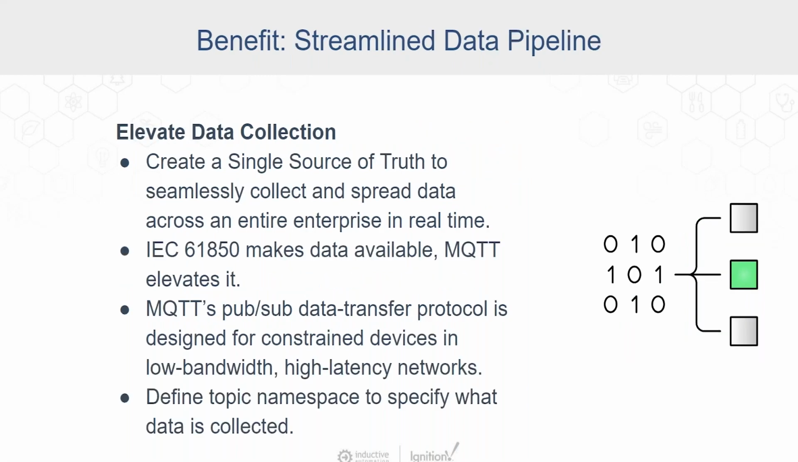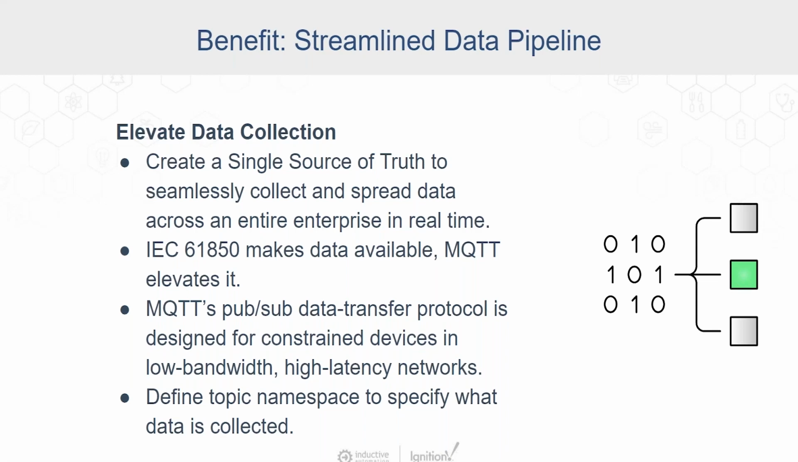And one of the most important things, along with being able to connect to the 61850 devices and leveraging that standard, is that we can then streamline the data pipeline and really elevate that data collection. Using Ignition, you can create a single source of truth to seamlessly collect and spread data across the entire enterprise in real time. So we can connect to these devices, we can build those data models that are already part of that standard, and we can connect to those devices securely, and then we can get that data along with other process data from other types of devices you have in the organization.